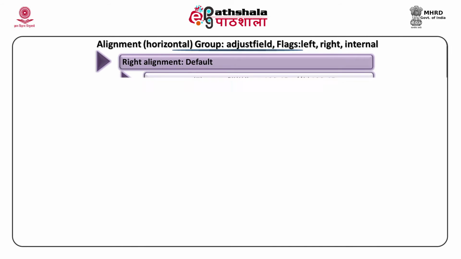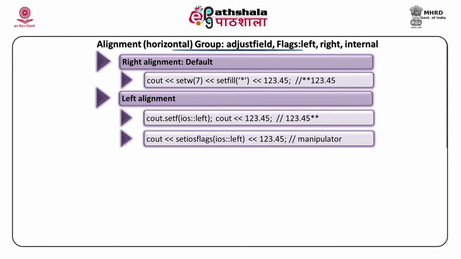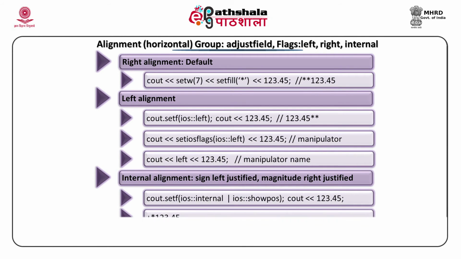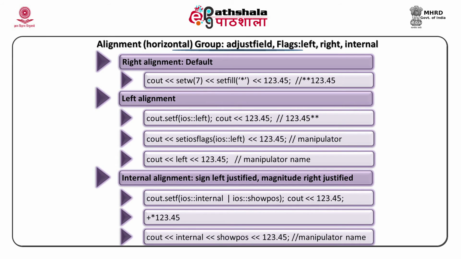Now, let us see the alignment. Horizontal alignment we are talking. The group name is adjust field, and the 3 flags as we have talked are left, right and internal. The right is the default value. By default all the items are right justified. We can specify the left alignment also. We can use the manipulator name also as left instead of saying set IOS flags IOS : left as seen in the example.